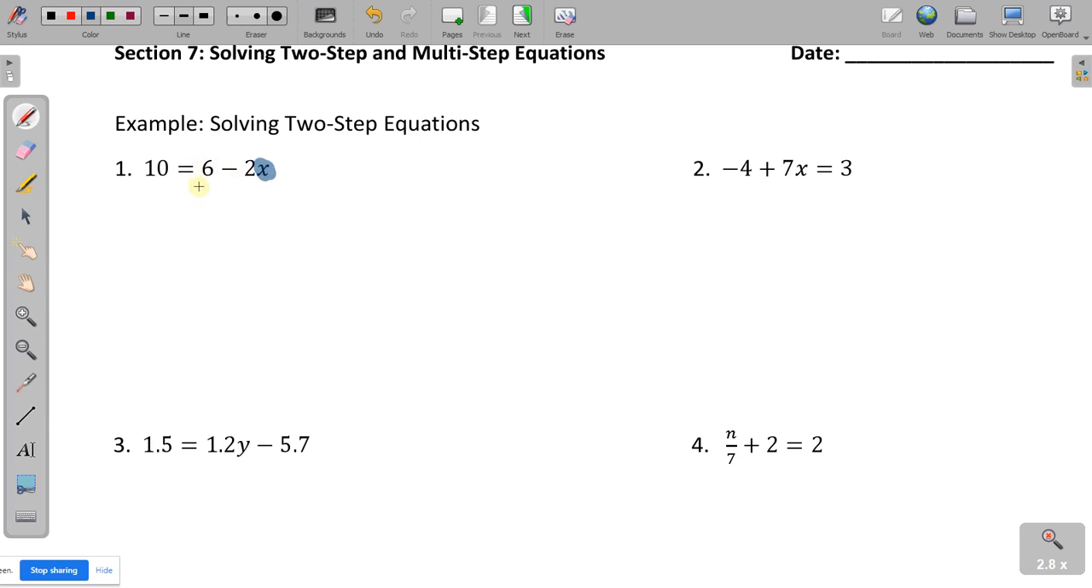The 6 is positive, so we have to subtract 6 from both sides. So we do 10 minus 6, which gives us 4. We bring down everything else as is. So don't forget that negative we have to bring down. Now we have negative 2. We need x by itself. So we're going to divide both sides by negative 2. So it cancels out and leaves us x equaling 4 divided by negative 2 gives us a negative 2.